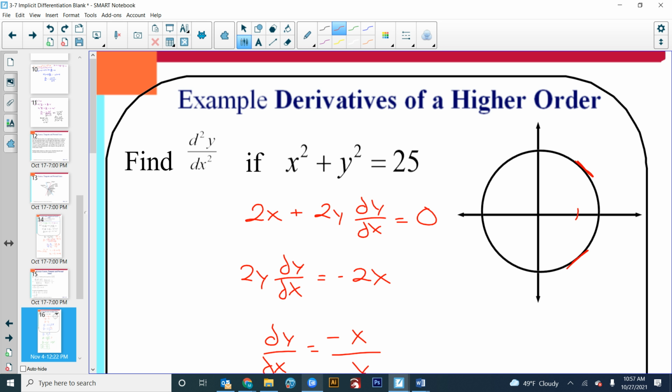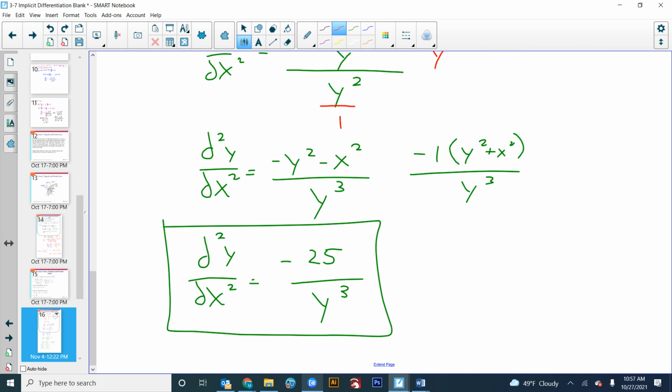But we found the second derivative. We found out the rate at which the slopes were changing. What's that? Negative 25 over y cubed. That's the rate at which the slopes on this circle are changing. It's kind of crazy, isn't it?